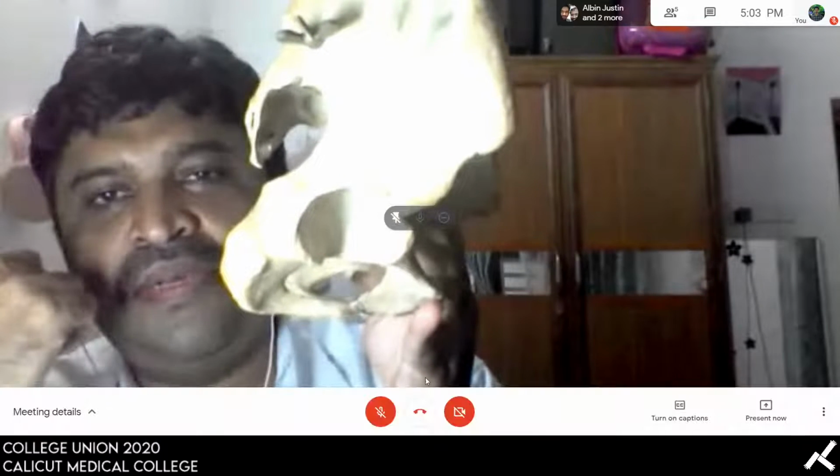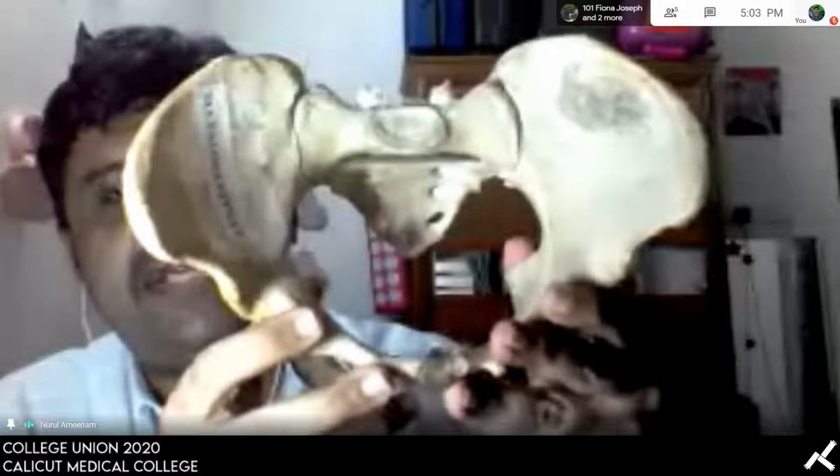Can you see this? You should hold it in such a way that it is bent forwards like this, in a way facing the examiner. The hollow of the pelvis should face the examiner.